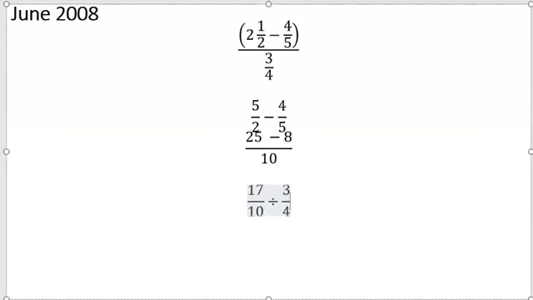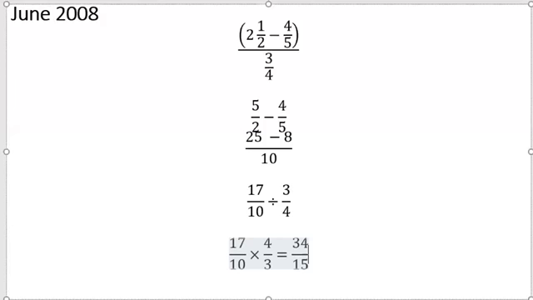3 over 4. So now what we have is 17 over 10. We change our division sign to multiplication and then flip the fraction that follows, and we get 4 over 3. Once again, we can go ahead and simplify. We can say 2 into 4 goes 2 times, 2 into 10 goes 5 times. So now what we have is 2 times 17 to give us 34, and that is divided by 5 times 3 is 15. So our answer for June 2008 is 34 over 15.